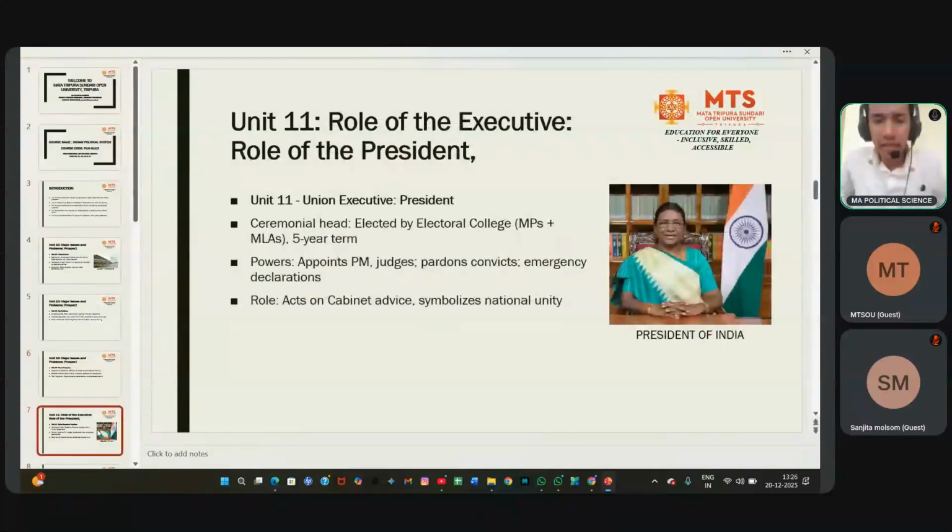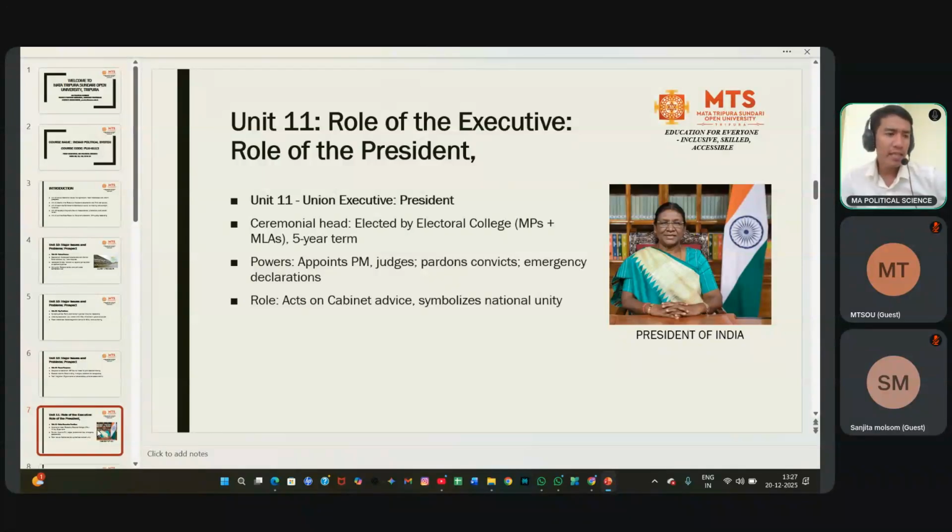Next is unit number 11, that is the role of the executive and the role of the president. What is the role of the executive? The ceremonial head, elected by an electoral college of MPs and MLAs. This is our President of India, Honorable President Draupadi Murmu. So what is the role of the president?